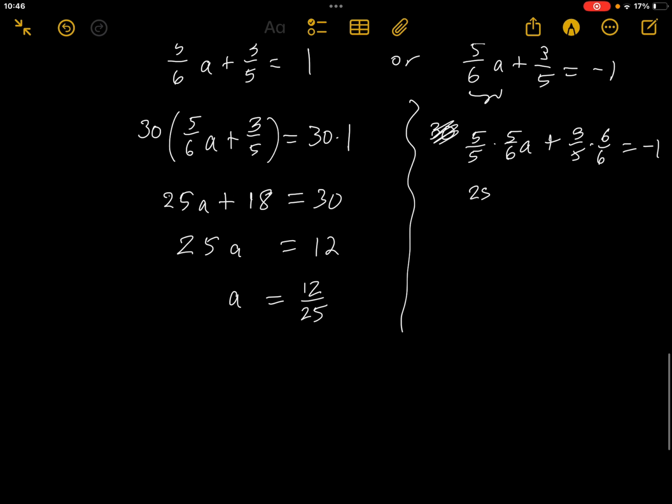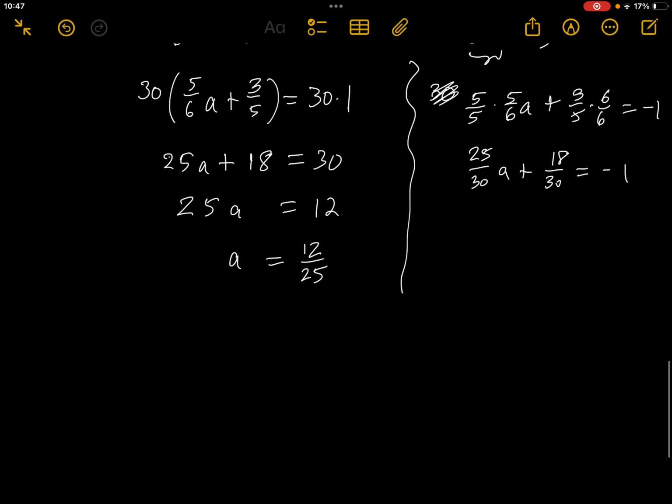So now I get 25 over 30a plus 18 over 30 equals negative 1. And then I can multiply both sides by 30. Then I'm going to get 25a plus 18 equals negative 30. And then I just solve as usual. So I get 25a equals negative 30 minus 18, which is negative 48. Divide both sides by 25, you get negative 48 over 25.